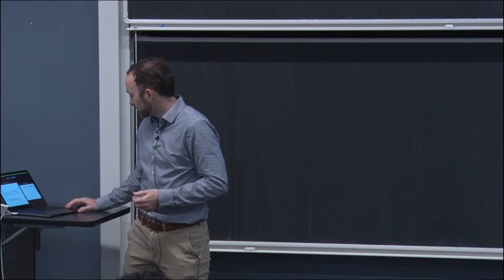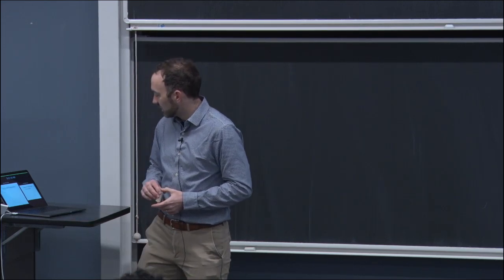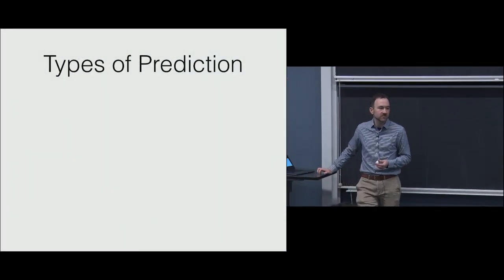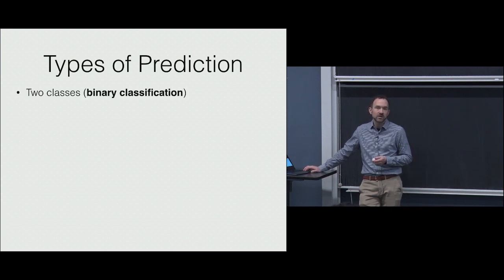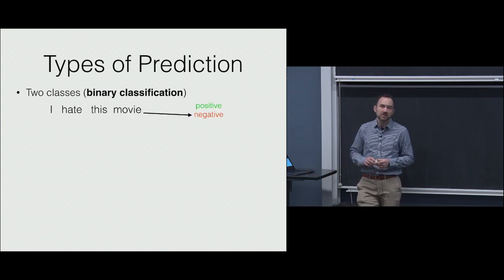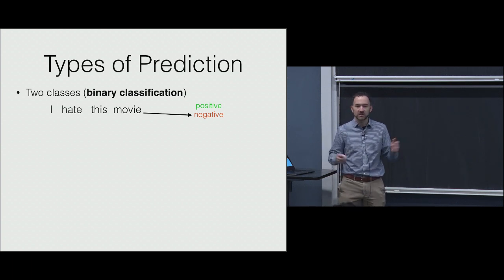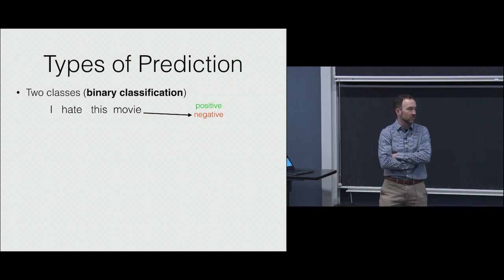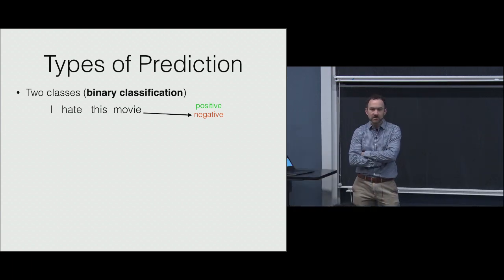So basically, the first thing that is important for understanding this class is there are lots of different types of prediction that you can be doing. Most learning or deep learning has to do with taking in an input and predicting an output. The simplest version of this is binary classification, where you take in, let's say, a sentence, could be an image or whatever else, and you try to predict between two labels, a yes label and a no label. One of the examples I'm giving here is positive versus negative sentiment.